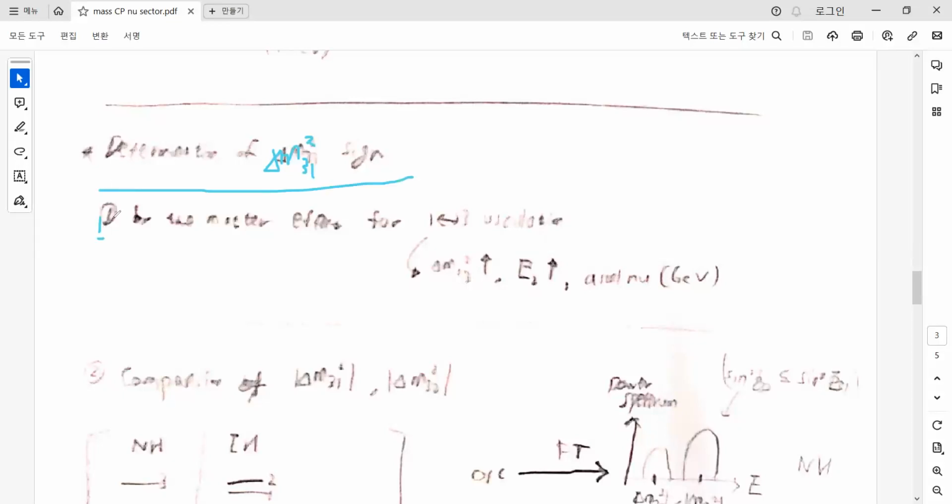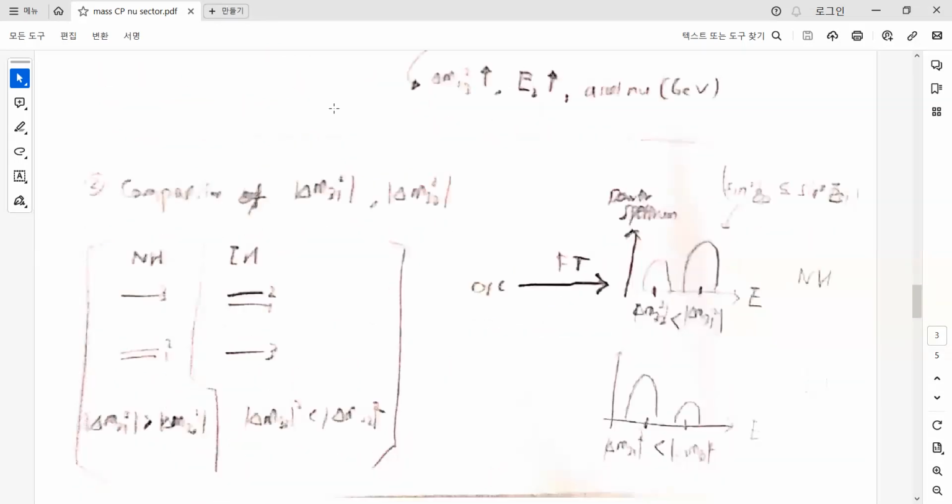The first method of determining the M31 sign can be possible by the matter effect for the 1 and 3 situation, but in the 1 and 3 case, M3 is the last compared to M2. So the energy of the neutrino should be large, so it uses the atmospheric neutrinos with the GeV scale of energy. Otherwise, it is a comparison of delta M13 and delta M23. In the normal hierarchy case, there are 1, 2, 3 like that, and we can know that the difference between 3 and 1 is larger than the difference between 2 and 3.